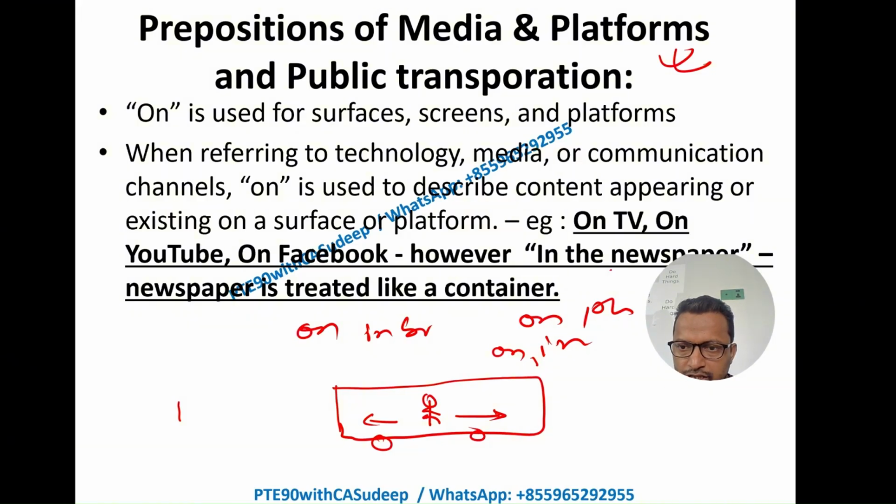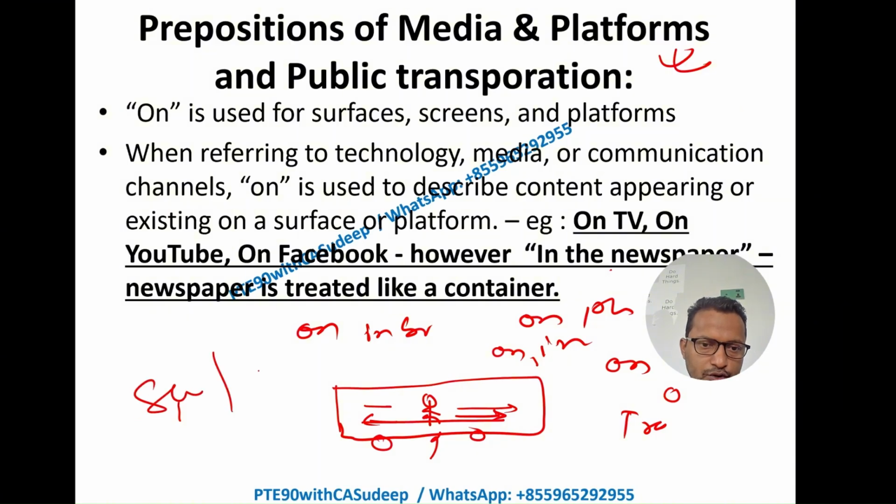For example, if you are referring to a bus, inside the bus you can go and stand on the bus and then you can walk, right? From here to there, right? That's why on bus. If you are referring to the train, sorry, on the train, you can walk, stand and walk here and there, right? That's why on train. Similarly, ship. Similarly, the cruise. Similarly, the aeroplane. All will come at on.